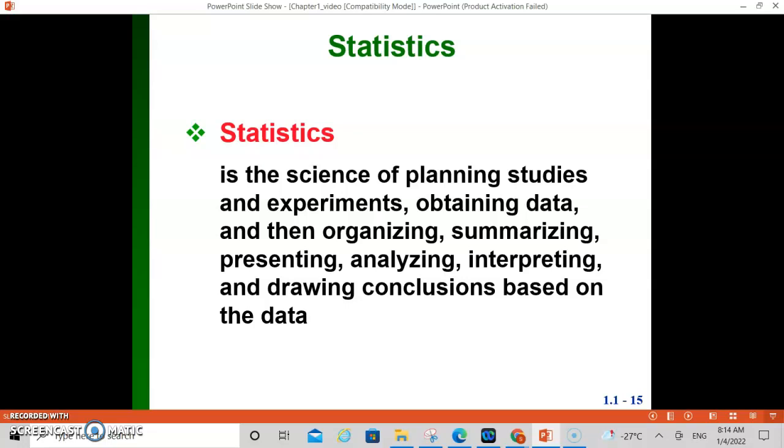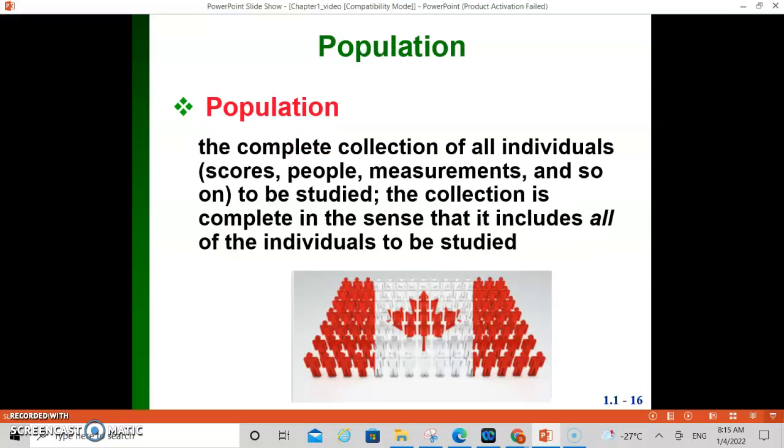Now, after you collect data, what does statistics mean? It's a science. Statistics means the science of planning studies and experiments, obtaining data, and then organizing, summarizing, and analyzing. Finally, you have to interpret and reach a conclusion. That is simply what we call statistics.